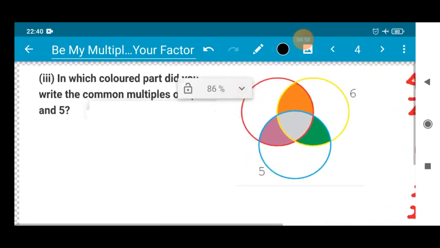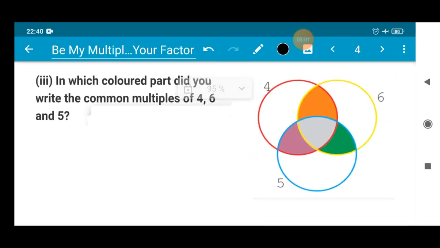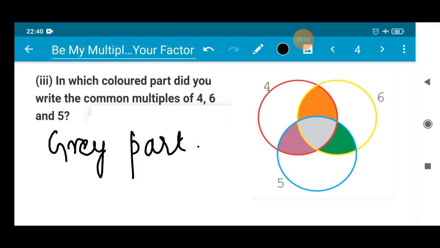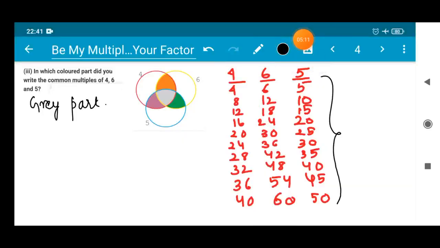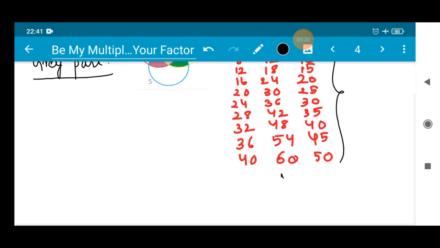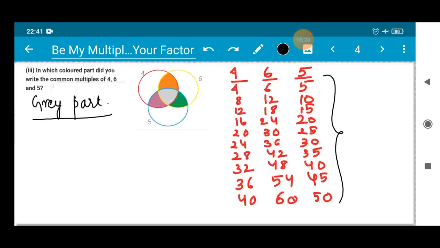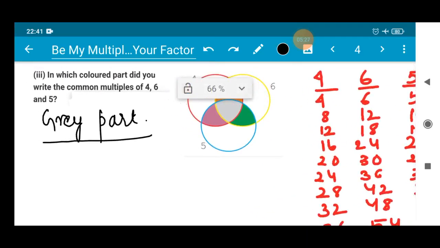But here one answer can be written: in which colored part did you write the common multiple of 4, 6 and 5? So the answer will be the gray part. Okay, only in the gray part. Although we did not find any common multiple of 4, 6 and 5, the answer will be the gray part. If we go forward for checking another multiple, which you can do, and you get any number, then you will be writing it in the gray part. Okay, this should be clear to you.